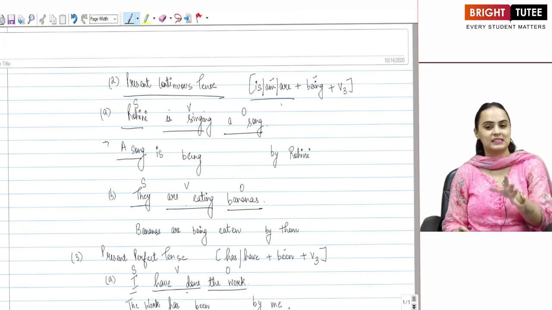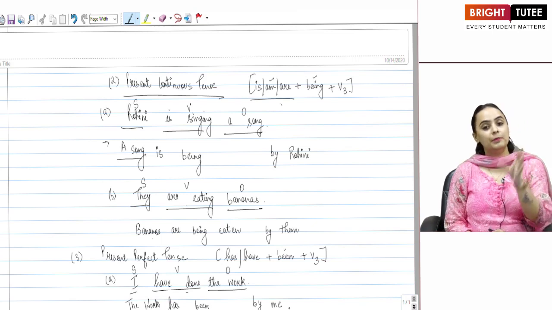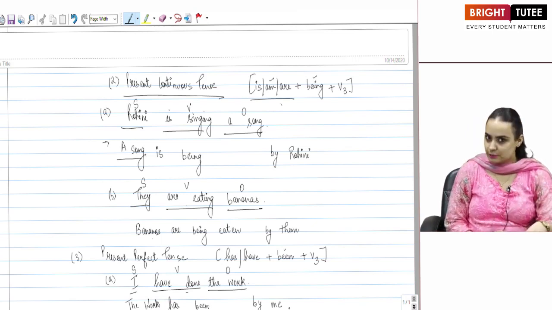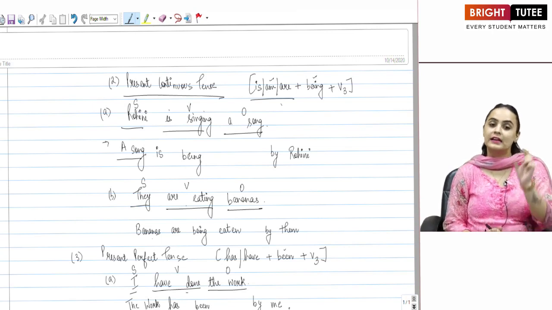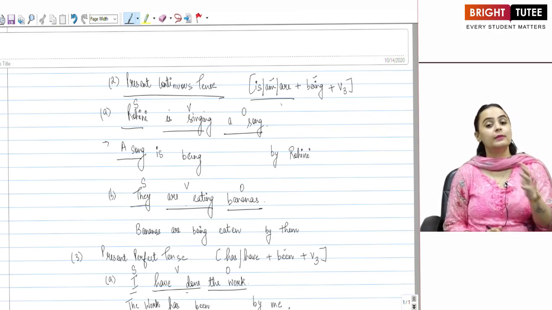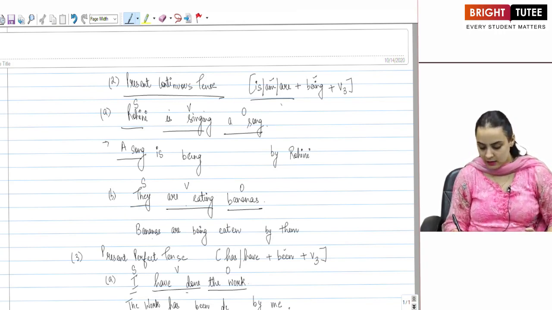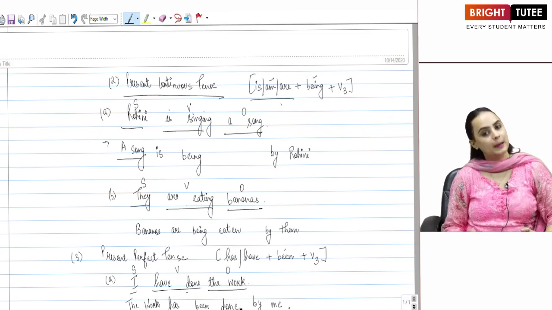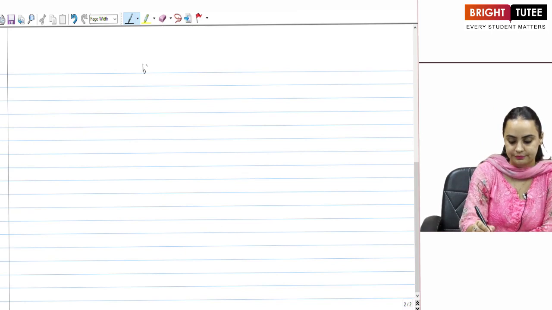Now, this is the best thing about the perfect tense sentences. In the perfect tense, be it the present perfect tense or when we are going to do the past perfect tense also, in the active voice, the third form of the verb is already written. So, you will not have to think about the third form of the verb. You already have it in your active voice. Okay. So, the work has been done by me. Let us see another example.